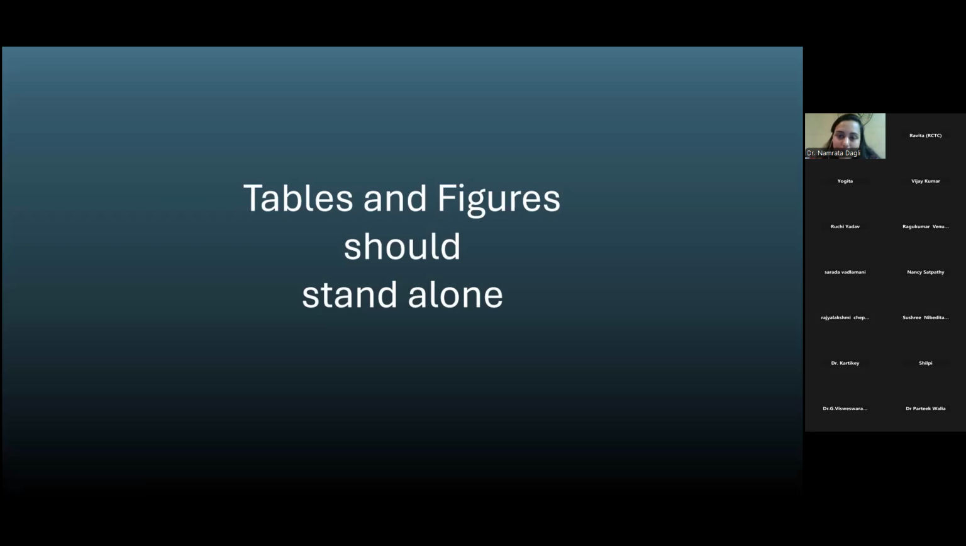This is for every study and it is not different for bibliometric analysis. Tables and figures should stand alone. This means that you should be able to interpret your tables and figures without reading the whole text or the whole article. So your legend should be such that it gives sufficient information.